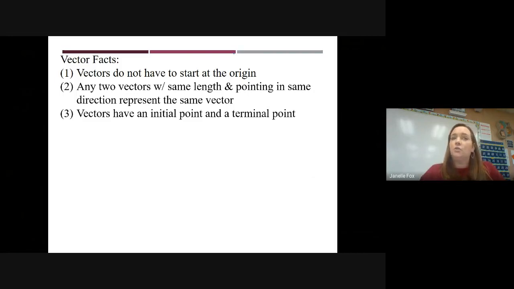And then a third fun vector fact is that vectors have an initial point and a terminal point. Again, initial is where it's going to start. Terminal is where it's going to end. You could just think of it as start and finish, beginning and end, or in more mathy ways, initial and terminal.